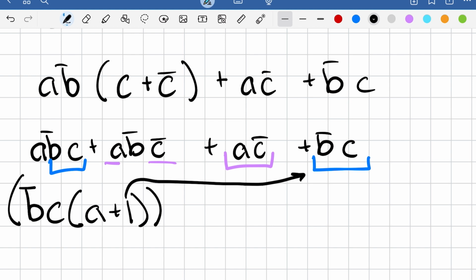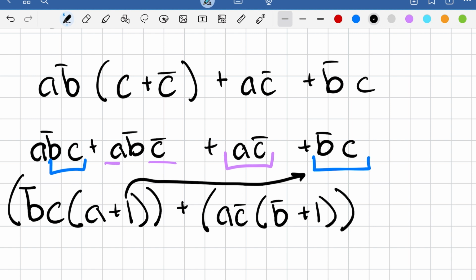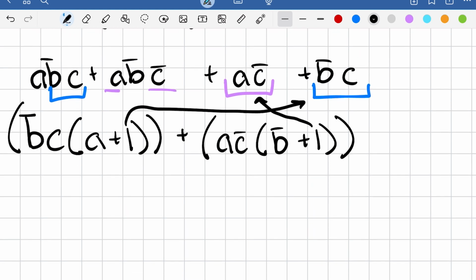Then I'm going to have AC prime times B prime plus 1. And it's the same thing where this one here turns into 1. So because of that, I can cancel these out. Cancel out, cancel out. Because they're just equal to 1. So my final answer is B prime C plus AC prime.